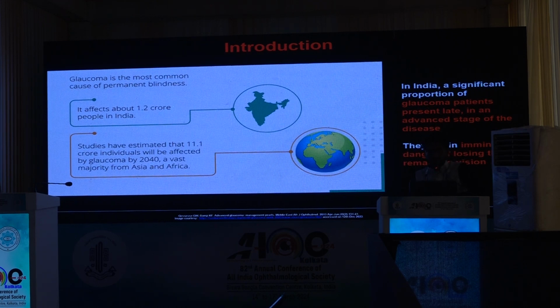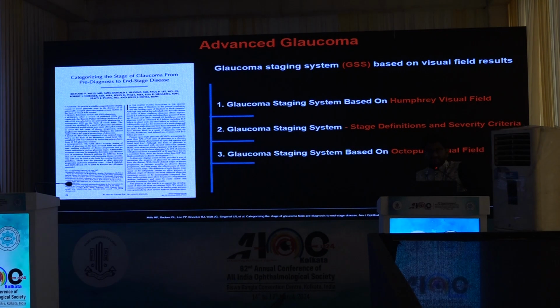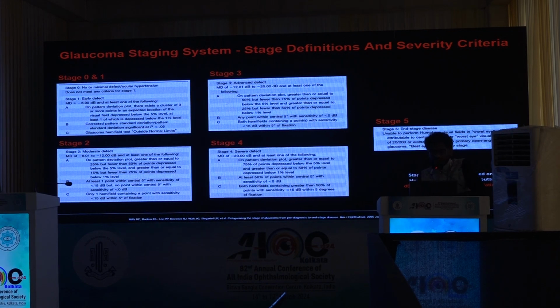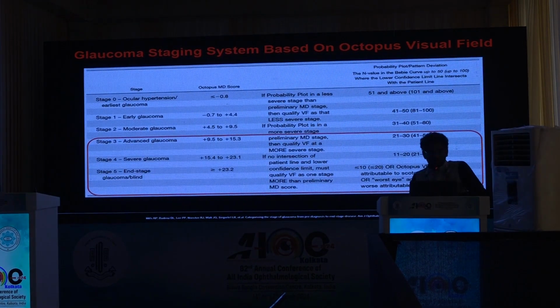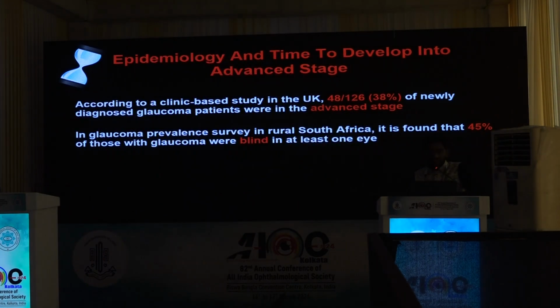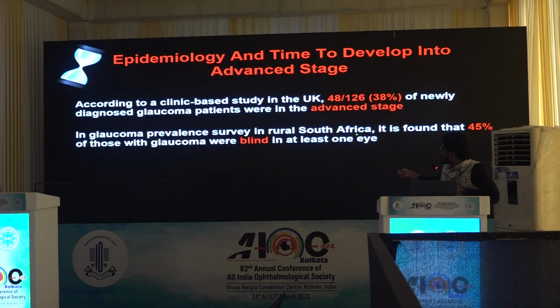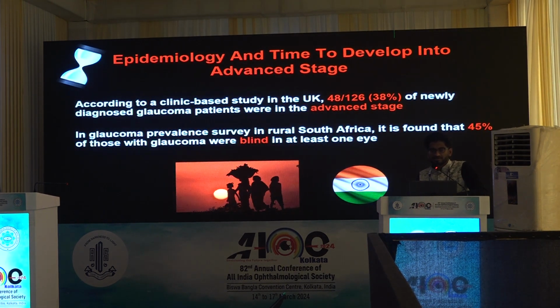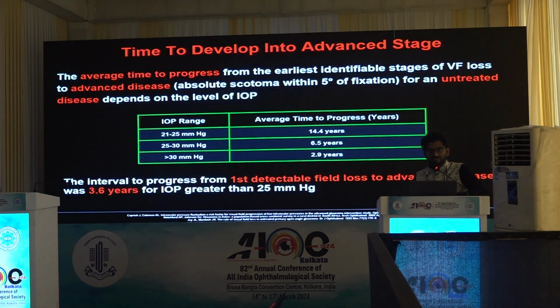In India, most of the cases are advanced glaucomas, and there are different staging systems, already covered, based on Humphrey or on definitions and severity criteria, or if you are an Octopus user. Advanced glaucoma is near total cupping, with or without severe visual field loss within 10 degrees of fixation. This is in the UK 38% and in rural South Africa 45%. I think India is no different, and most of the time, when the patient presents to us, it is either moderate or advanced, unless we strengthen our screening strategy.